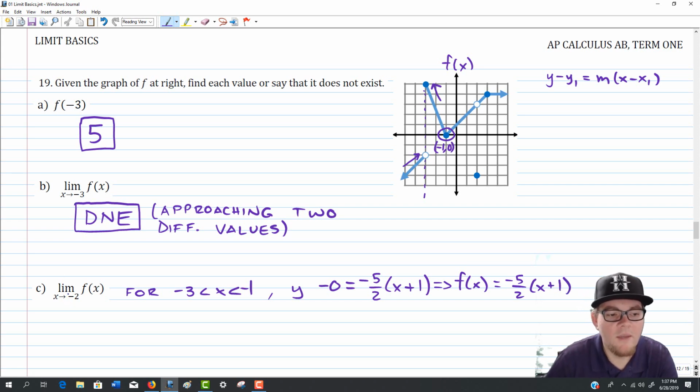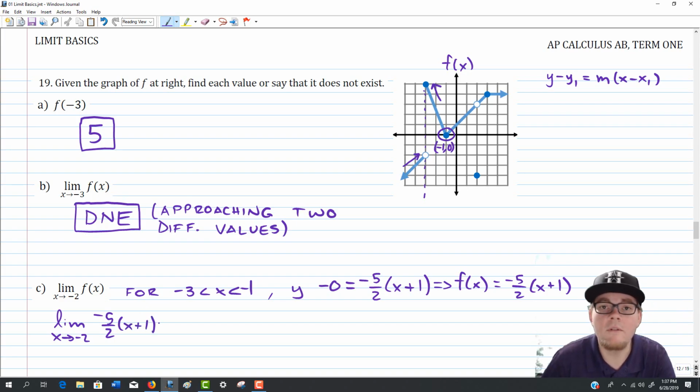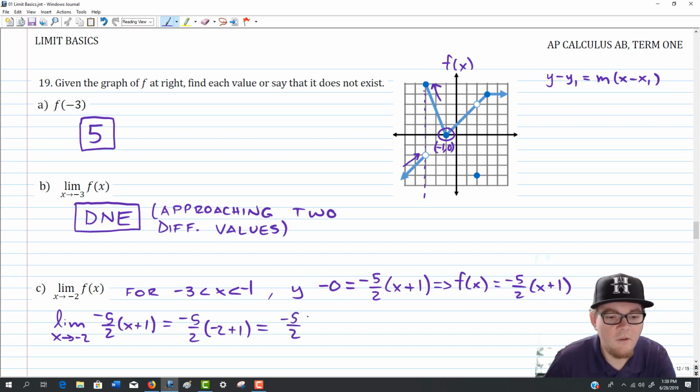Now we want to figure out what the limit is as x goes to -2. That limit is going to be the same thing as the limit of -5/2 x plus 1, because that line is what describes the behavior of the function on that small interval containing -2. If we plug in -2 there, we don't have to simplify, that could be an acceptable answer, but for clarity's sake, we get -5 over 2 times -2, plus 1. That's going to be equal to 7 over 2.